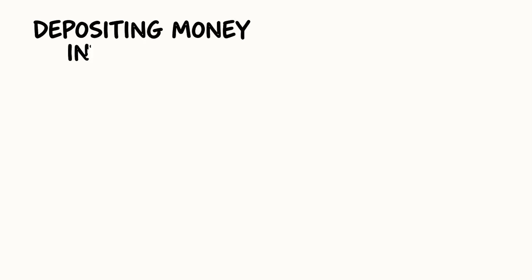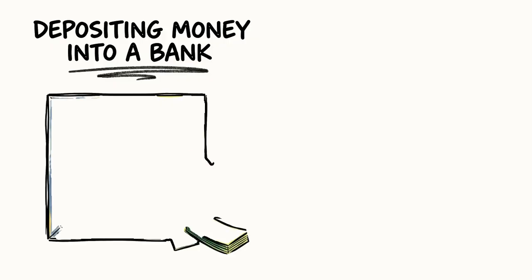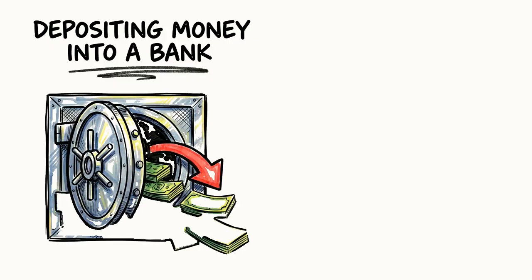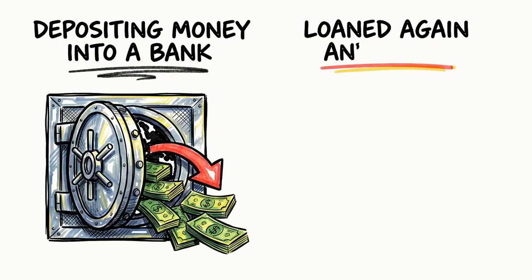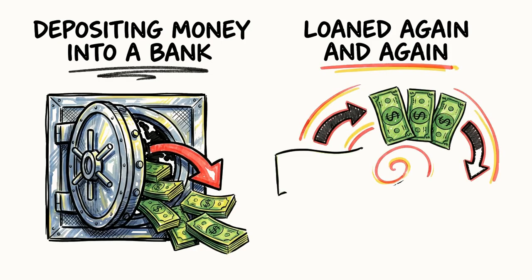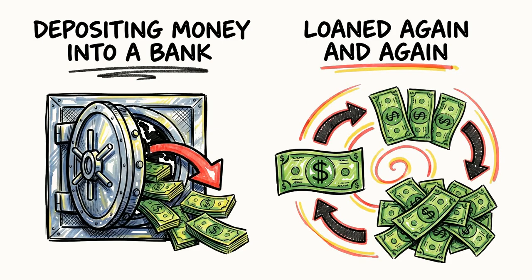In the last video, we talked about what happens when you deposit money into a bank. Your money doesn't just sit in a vault, it starts moving through the financial system. But what happens next is even stranger, because that same dollar you deposited doesn't just get loaned once. It can be loaned again and again and again, which raises a question that sounds impossible. How can one single dollar create multiple dollars inside the system? It sounds like a trick, but it happens every day.